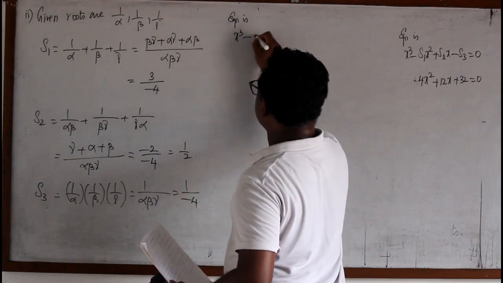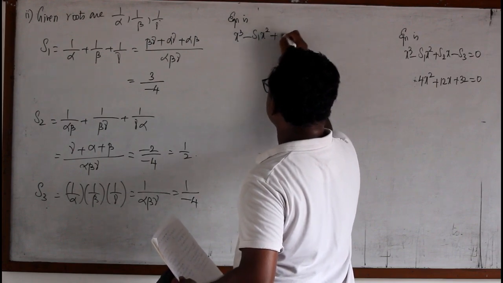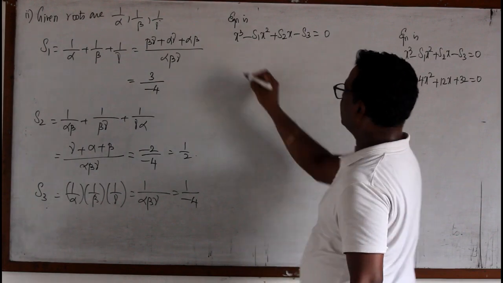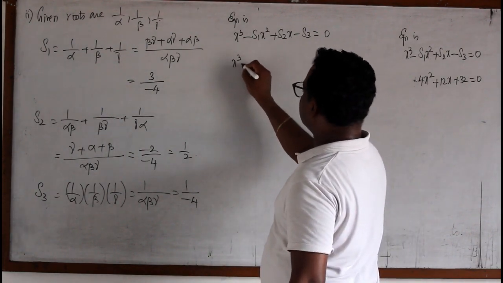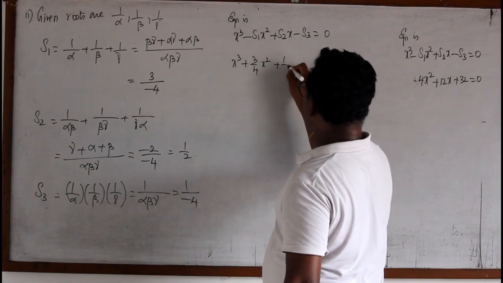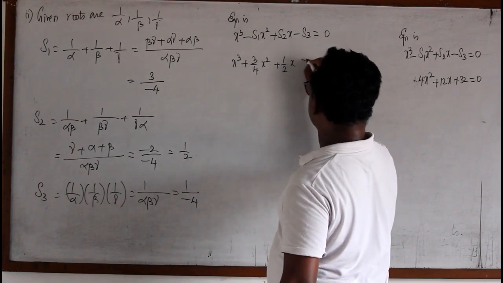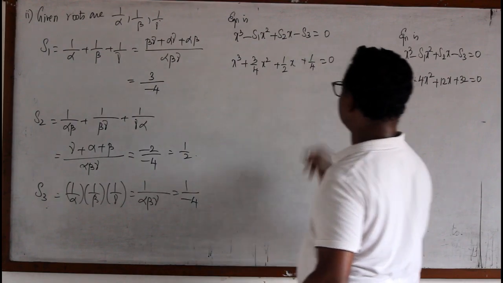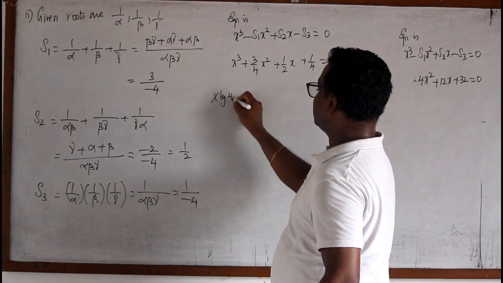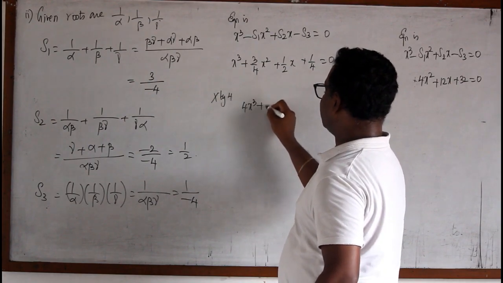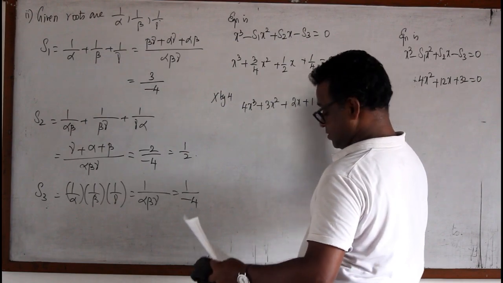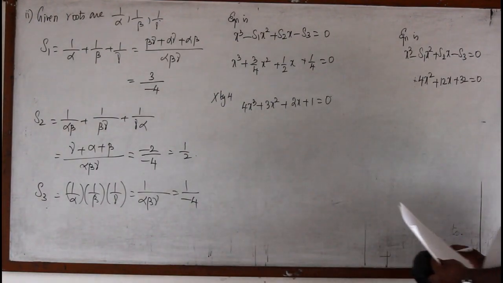Therefore, the equation is x cube minus S1 x square plus S2 x minus S3 equal to 0. It is x cube plus 3 by 4 x square plus 1 by 2 x plus 1 by 4 equal to 0. We can multiply by 4. This becomes 4x cube plus 3x square plus 2x plus 1 equal to 0. This is the second problem.